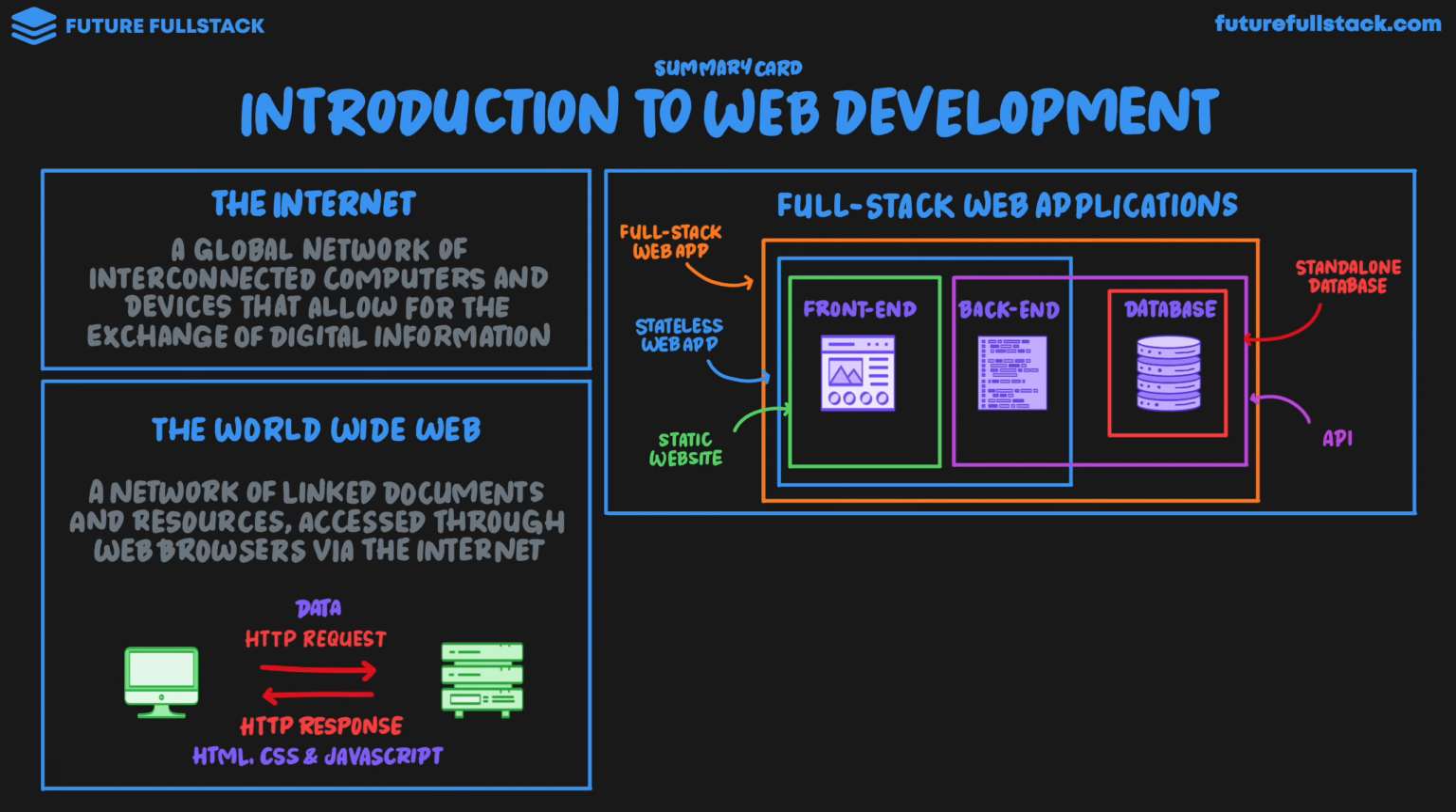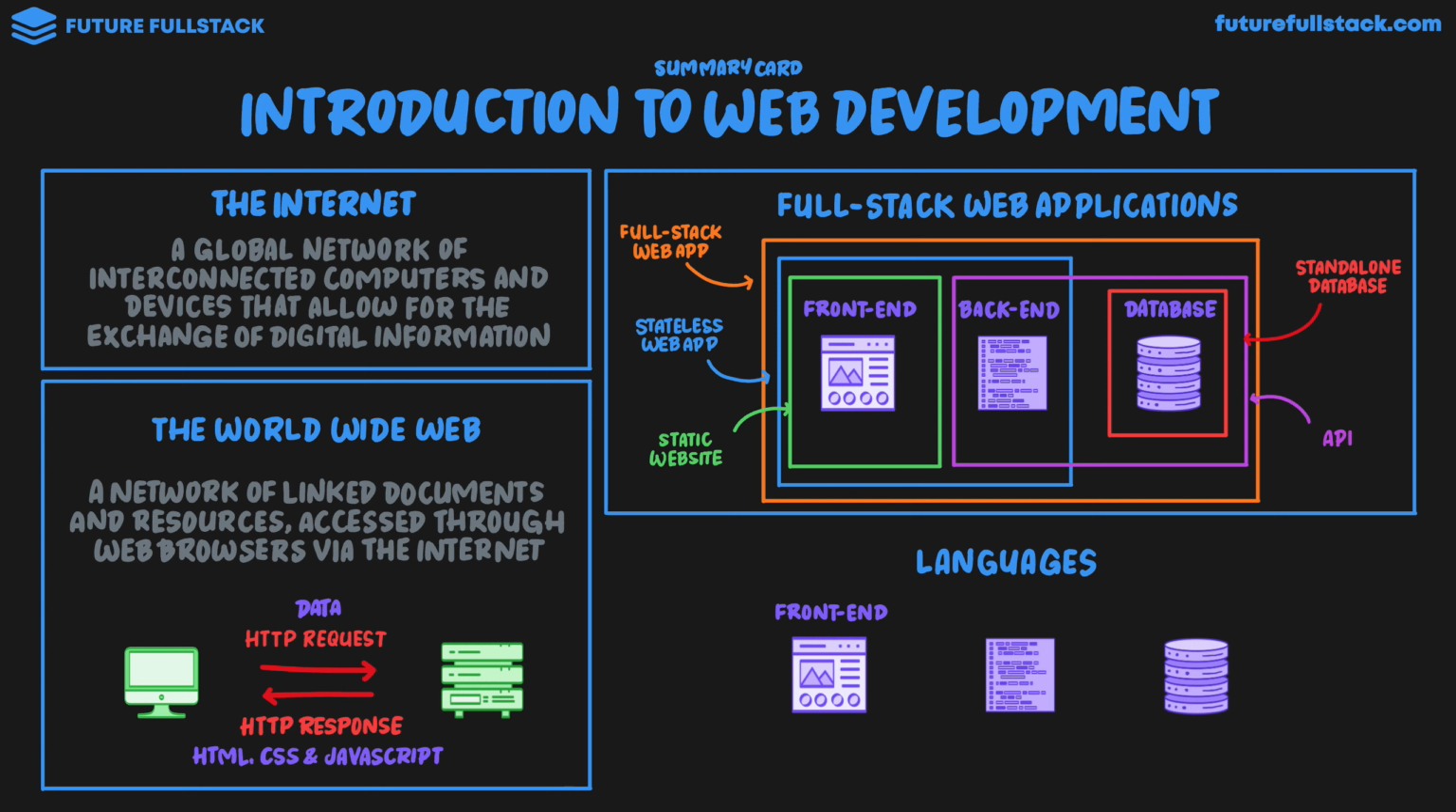Let's continue to build our Introduction to Web Development summary card. In this video, we looked at languages. We've seen that each component of the stack, the front end, back end, and database, each have their own foundational languages. The core languages of the front end are HTML, CSS, and JavaScript. The back end can use any server-side programming language, like Node.js. And the database can be a relational database, like PostgreSQL, or a non-relational database, like MongoDB.